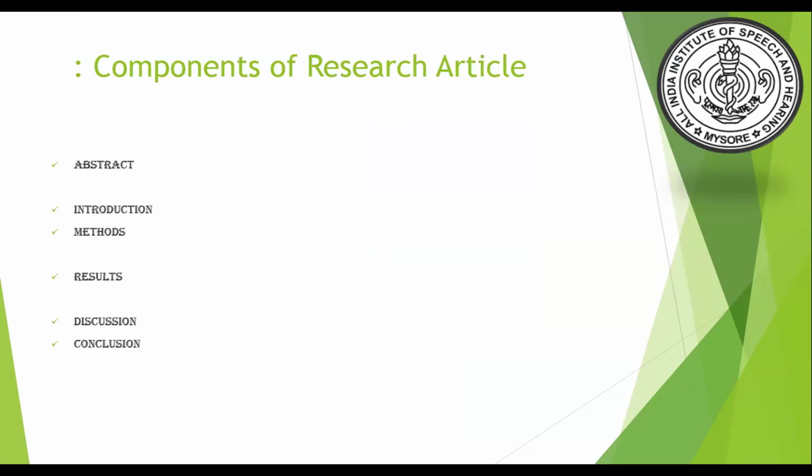So let's stick on to a research article as of now. And most of you here would be knowing about the different sections which a research article would have, regardless of whichever journal. So these are the common sections, right? So you have abstract, introduction, methods, results, discussion, and conclusion. So these are the different sections in which you organize and present your information.